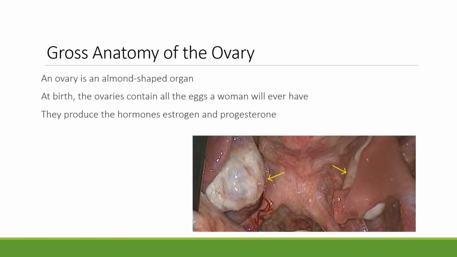The ovaries are a pair of small glands in the female reproductive cavity, and they're probably the most important organs of the reproductive system. The reason they're so important is because they play a role in the production of both female sex hormones that control reproduction and the female gametes, or eggs, that are fertilized to form embryos. An ovary is an almond-shaped organ, and at birth these ovaries contain all the eggs a woman will ever have. The hormones that they produce are primarily estrogen and progesterone.